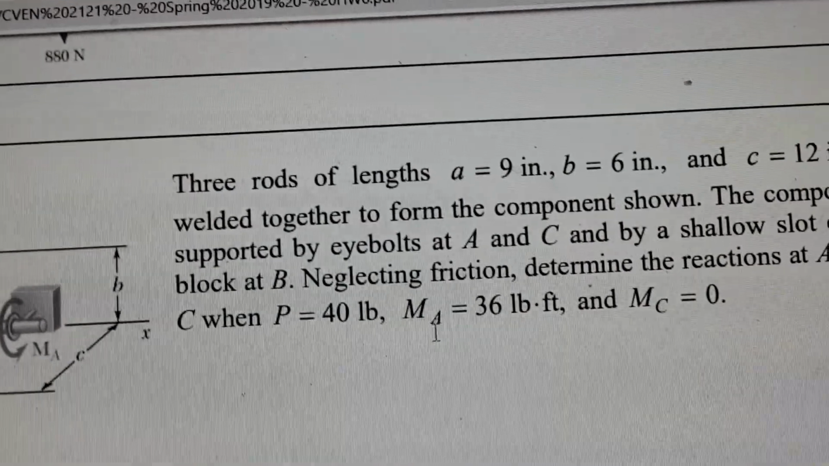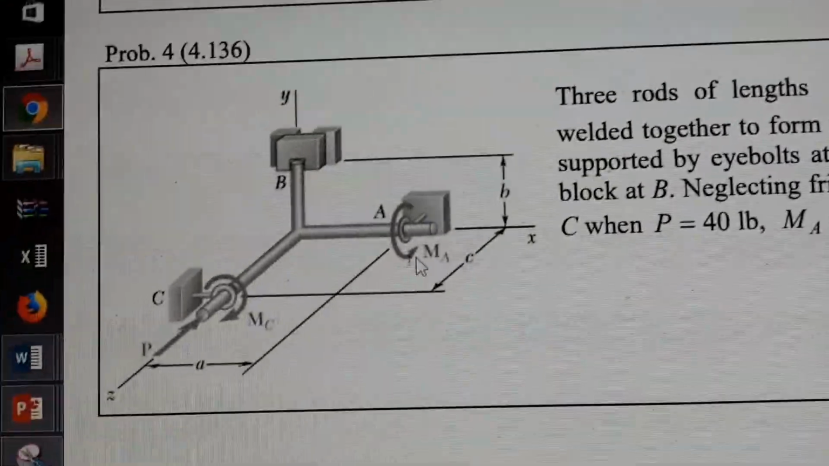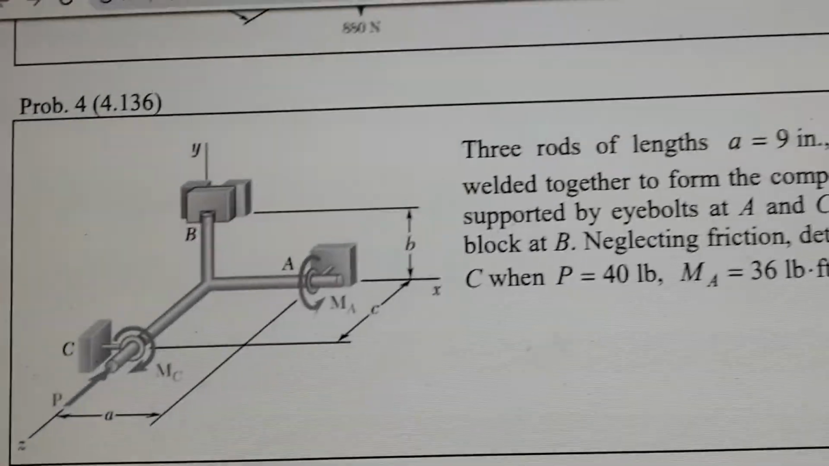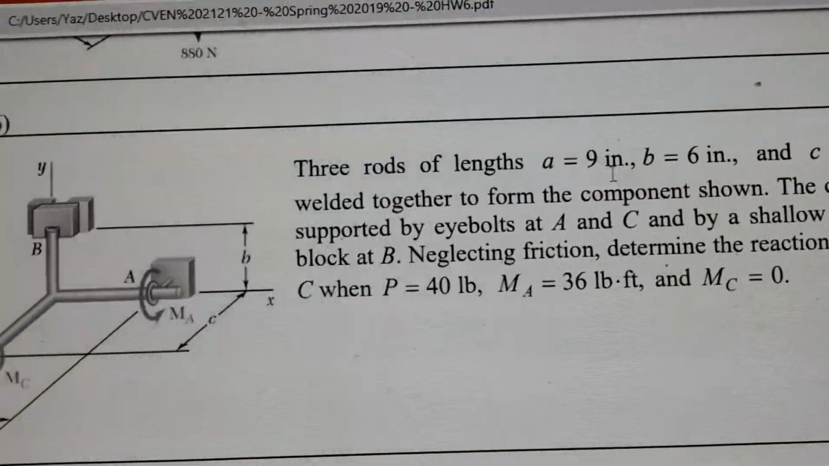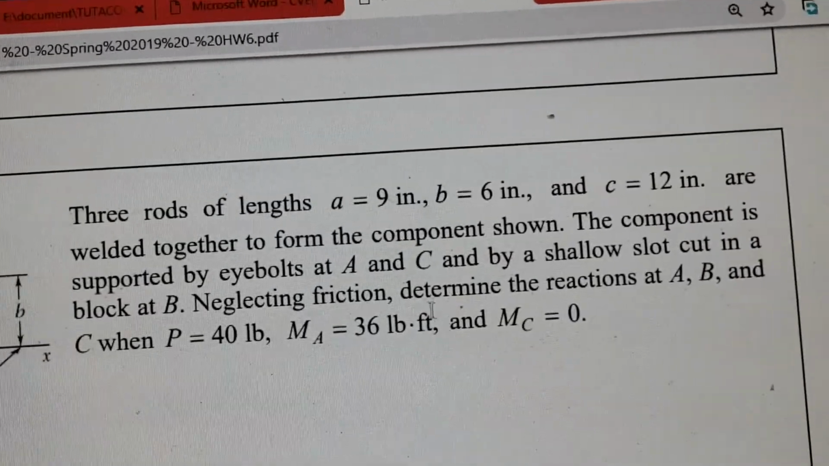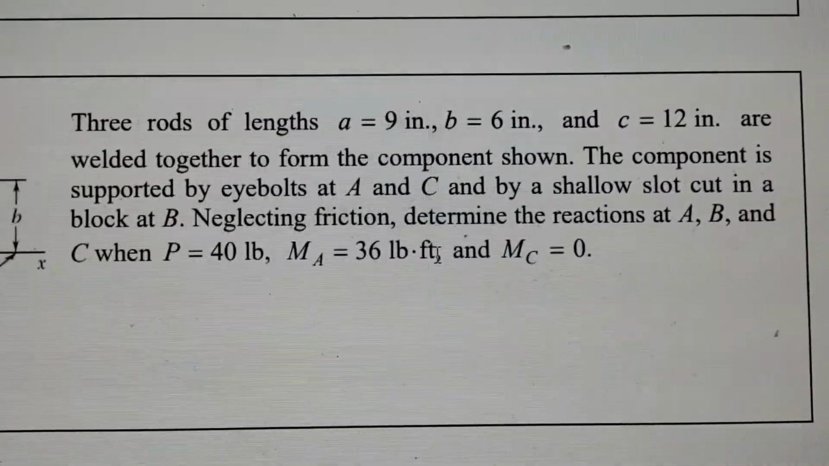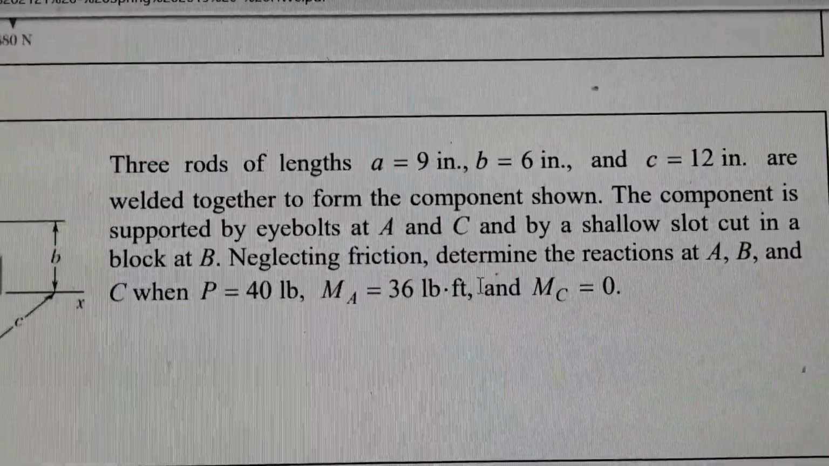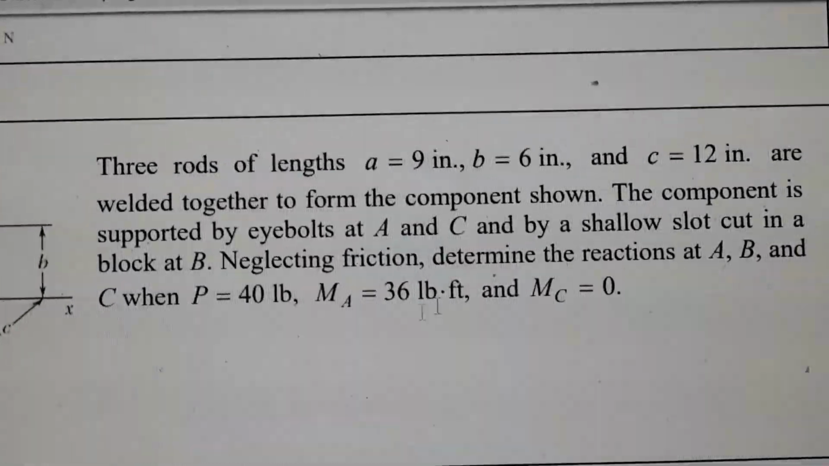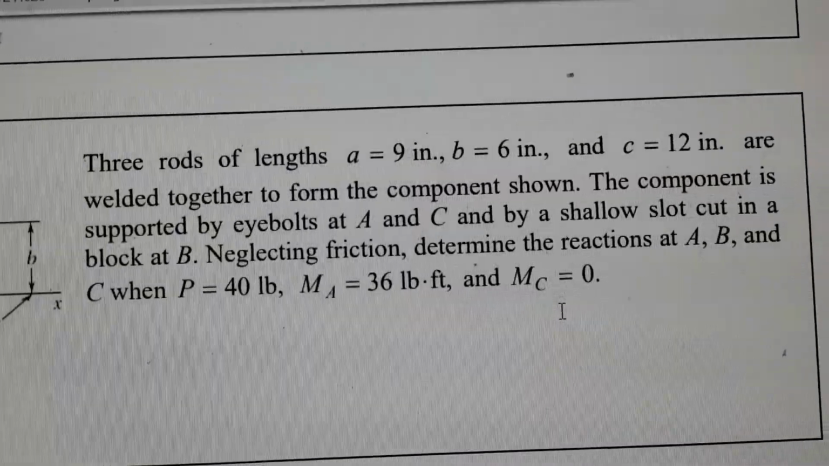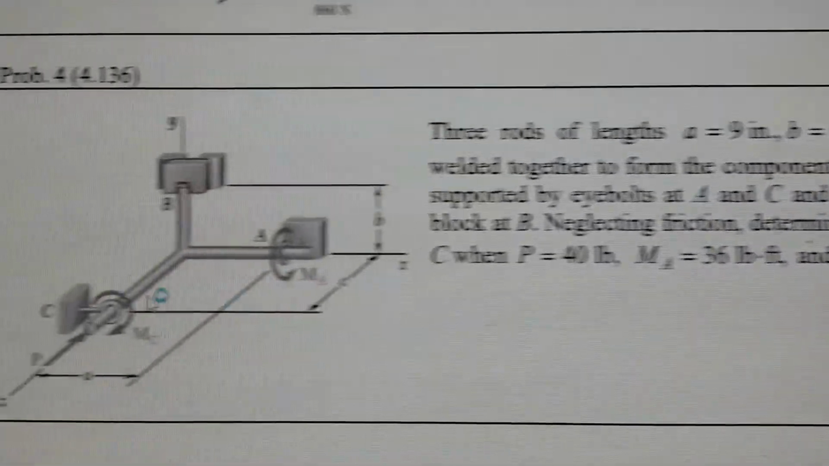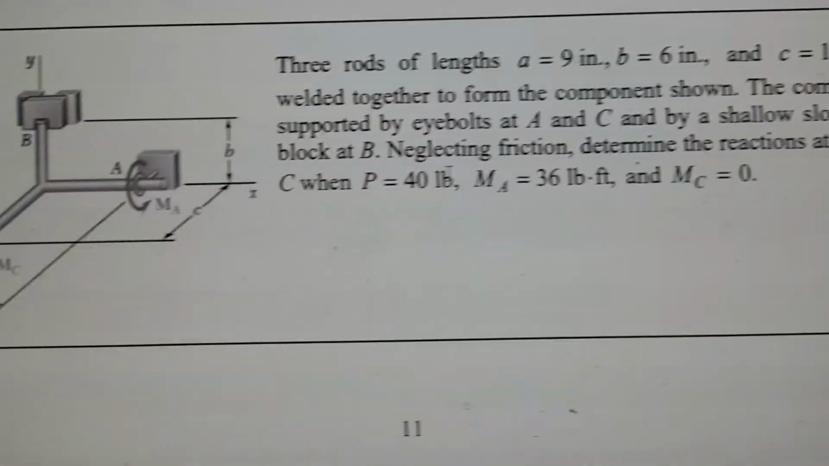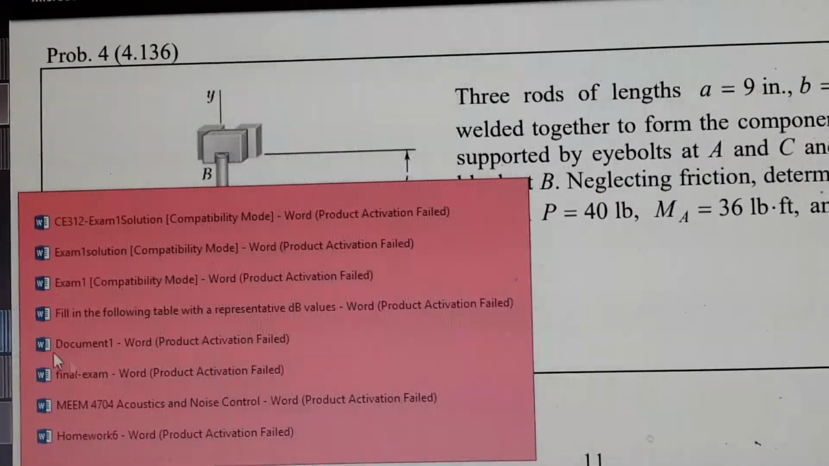And there's a moment at A, 36 pound-feet. There's a problem here: everything is in inches, but here it is pound-feet. We would like to make everything homogeneous, the same units, so this feet has to be converted to inches. The moment at C is 0, but the moment at A is 36 pound-feet. Let's go ahead and solve this problem.